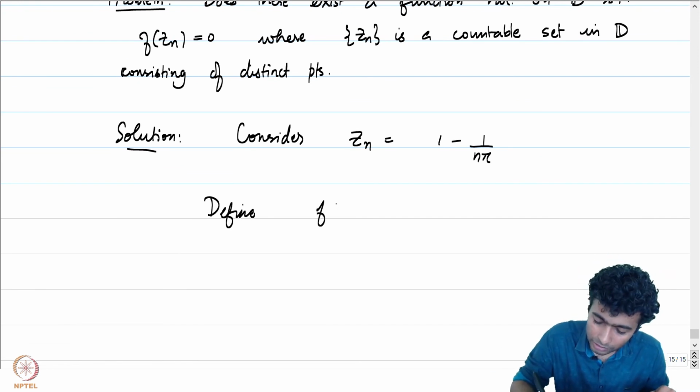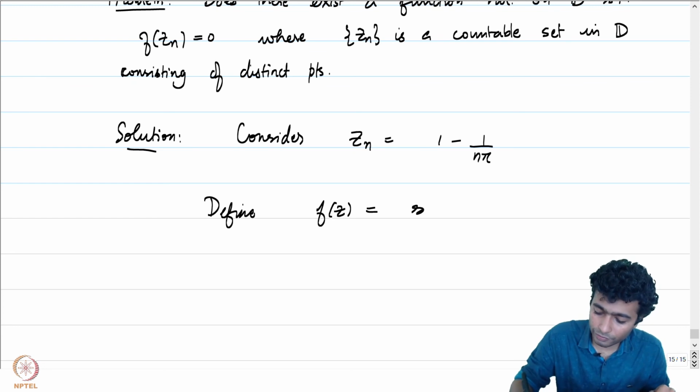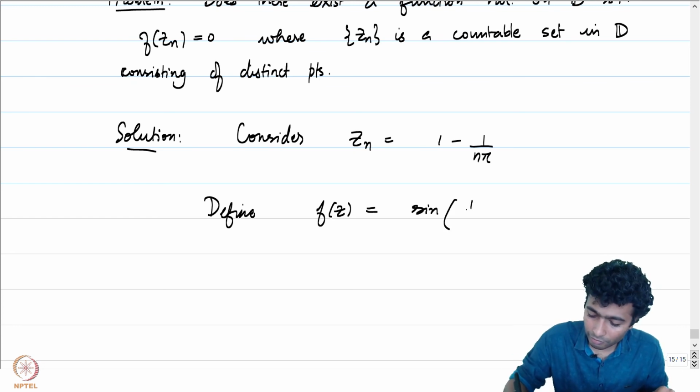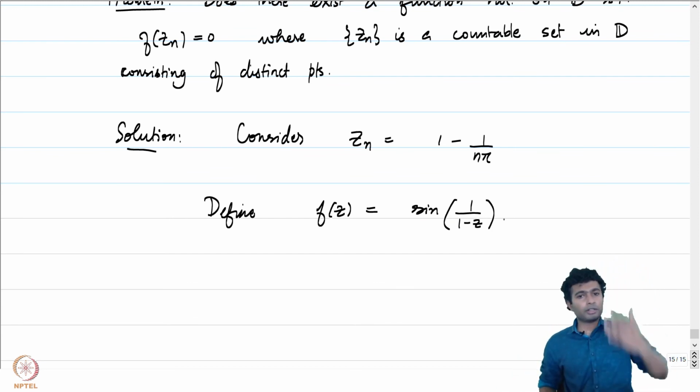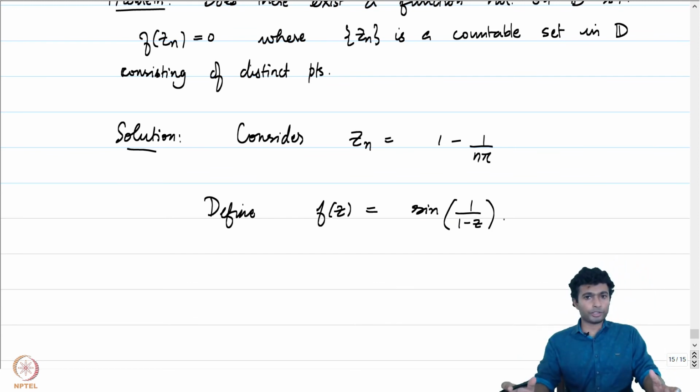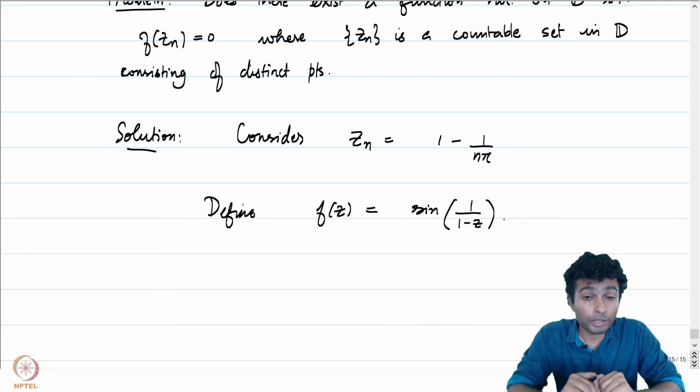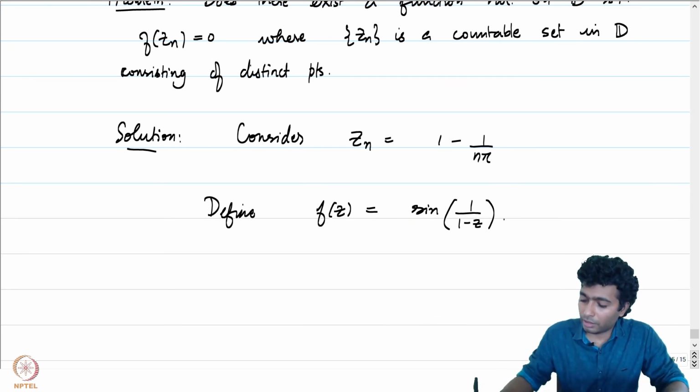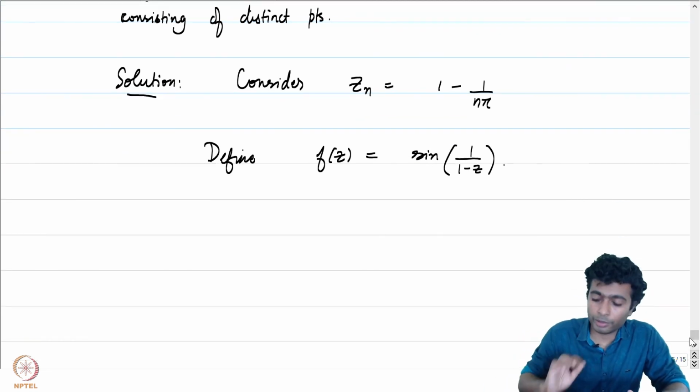Define f of z to be the composition of the sine function with 1 by 1 minus z. So notice that 1 by 1 minus z is a function which is holomorphic on the unit disk, and sine is an entire function. So the composition is certainly going to be a function which is holomorphic on the unit disk. And this is not going to be a constant function. That's something which you should sit down and check.